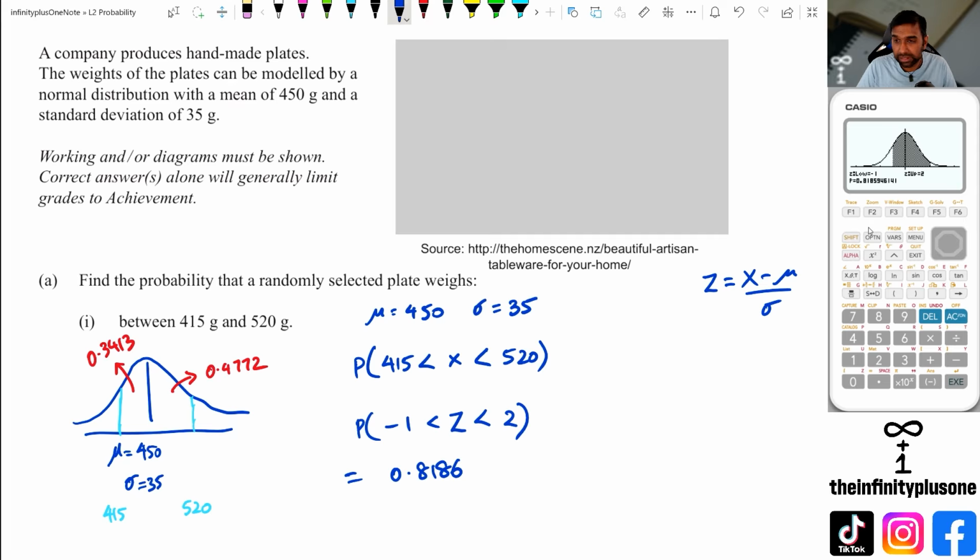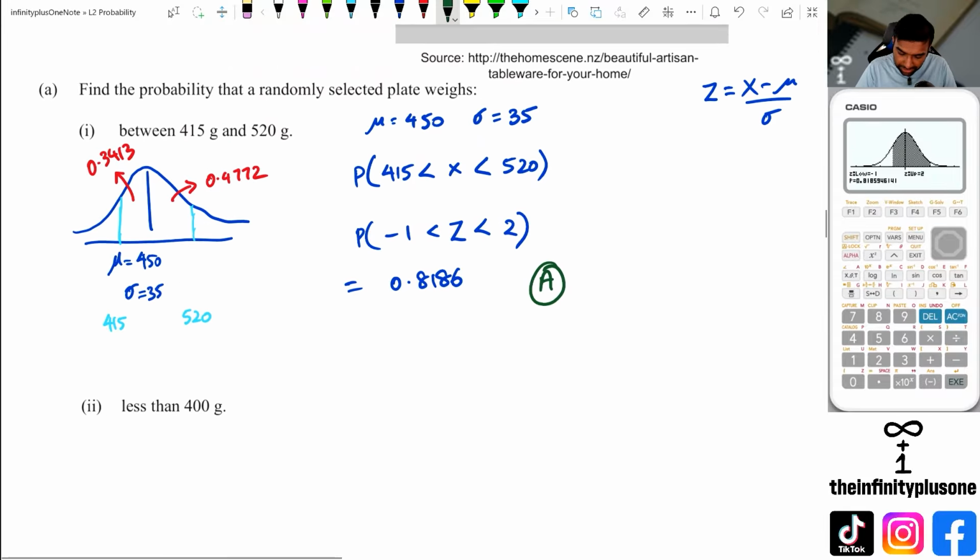I mean, you'll still get a grade of achieved for that. So this question, yes, it is actually just worth achieved, and I know it took a long time to explain it because I just wanted to kind of cover the people that don't have a graphics calculator. All right, going into the second one, we're looking for less than 400 grams.